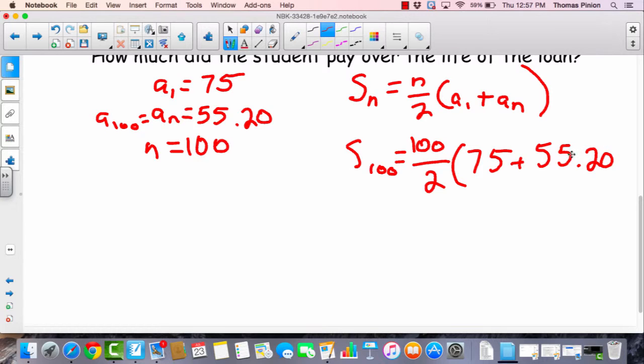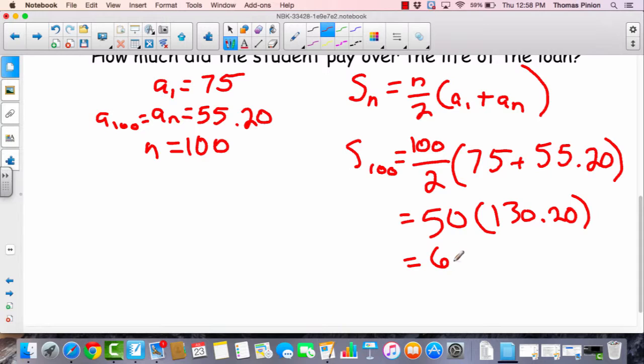Okay, now let's go ahead and use PEMDAS. So 100 divided by 2 is 50 times, let's go ahead and add these two things together. We got 75 plus 55.20. This is going to be $130.20. Now, let's multiply these two numbers, 50 times 130.20, and we get $6,510.